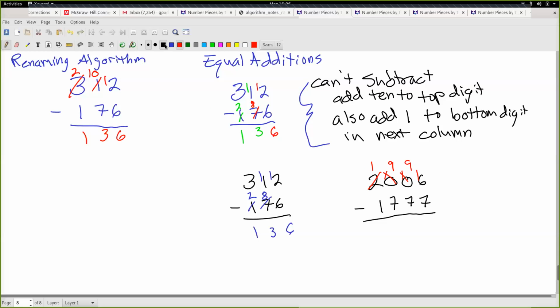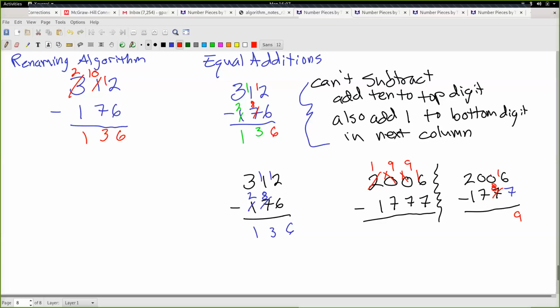Alternative with the equal additions is it's just not quite as much reaching across and back. So if I apply the equal additions algorithm here, I just go one column at a time. Oh, that was supposed to be, sorry about that, a 7 at the end there. I can't do 7 minus 6, so I put a 10 here and I bump this up to an 8. And then I can just say, okay, 16 minus 7, that is a 9. And then I move over to the next column. I don't have to worry about reaching all the way across.